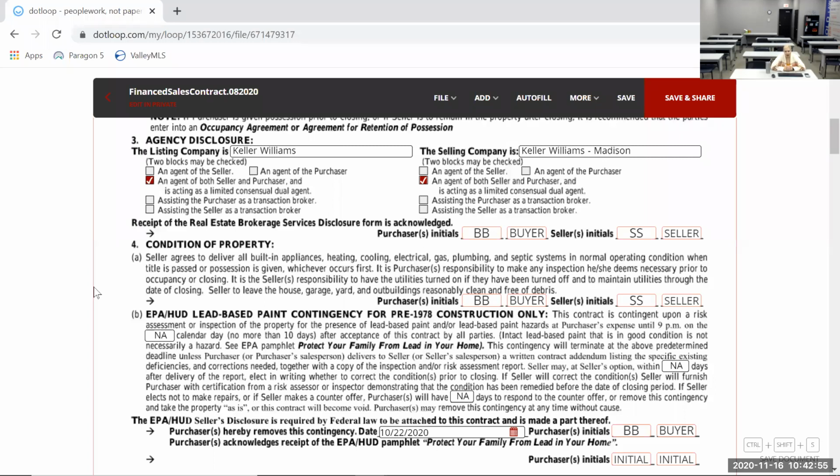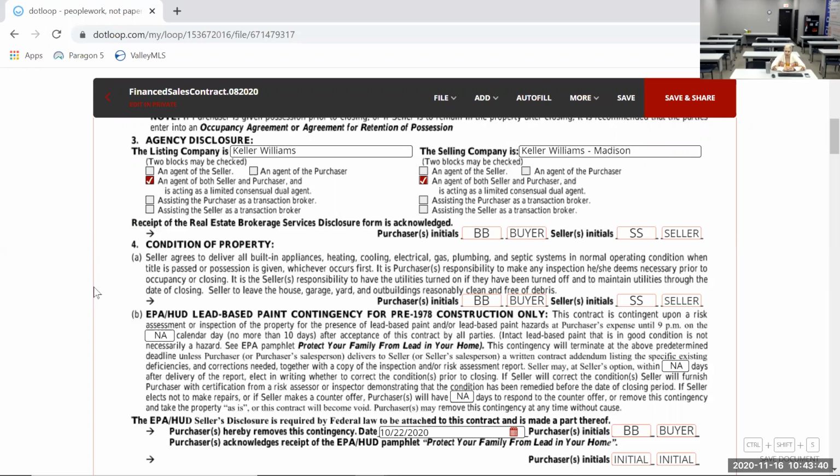Also, the end of that paragraph says seller to leave garage, house, yard, and outbuildings reasonably clean and free of debris. Do you see anywhere on there where they're going to bring a professional carpet cleaner in and clean the carpets for your purchaser? No. Do you see where they're going to come in and scrub all the toilets and tubs? No. So if that is something that is important to your purchaser, you might want to mention to them that they do not have to professionally clean the home before moving out. It just has to be reasonably clean and free of debris.